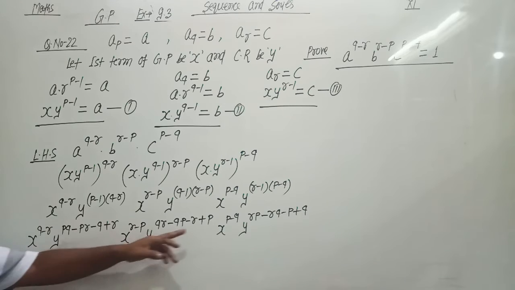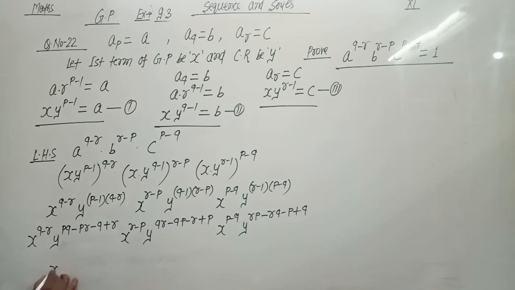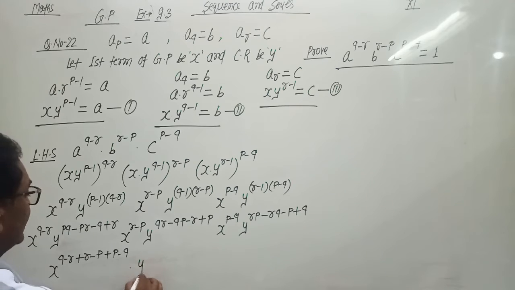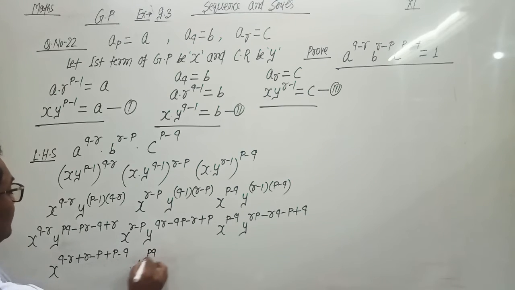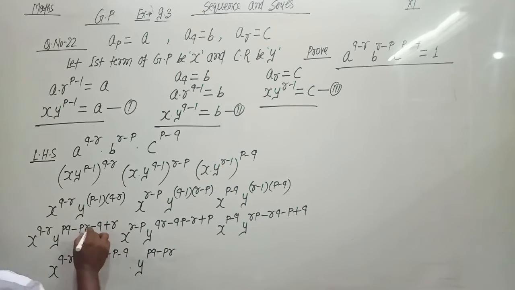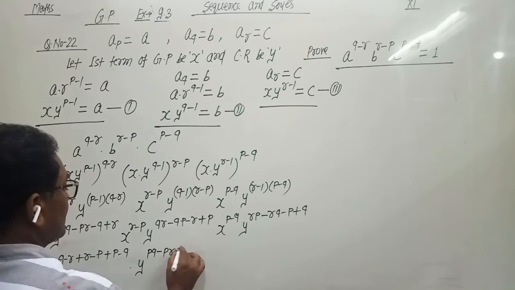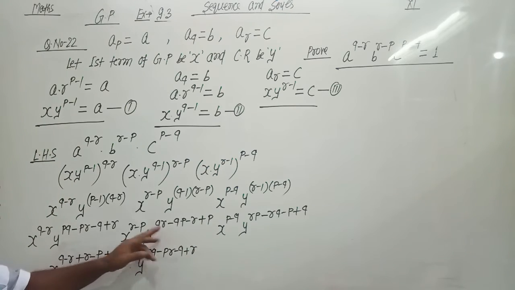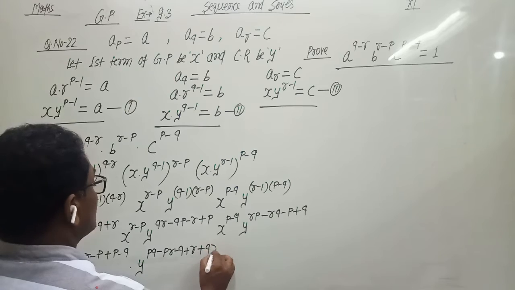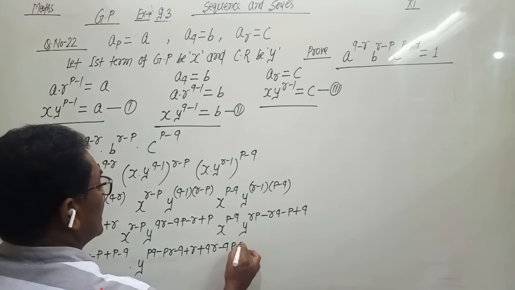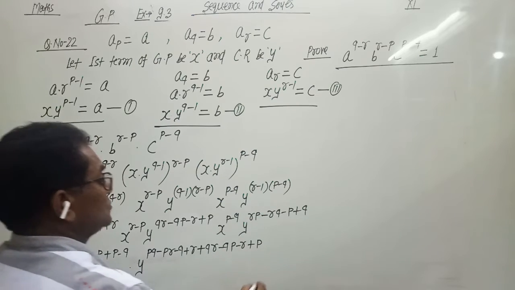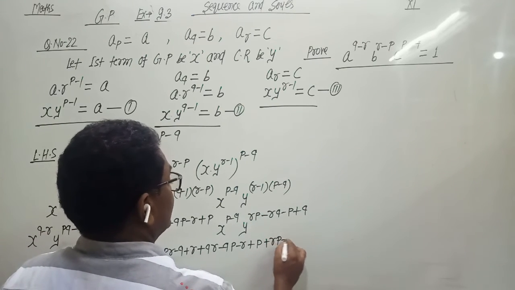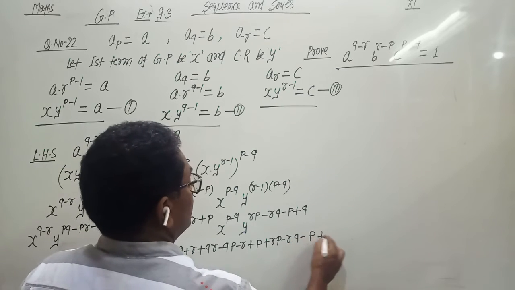Bases are the same, so powers are added. So x raised to the power q minus r plus r minus p plus p minus q, into y raised to the power pq minus pr minus q plus r, plus qr minus qp minus r plus p, plus rp minus rq minus p plus q.